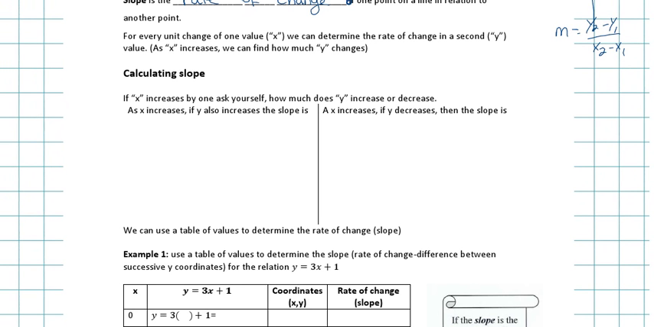Now, as x increases, if y also increases, so if I have something that looks like this, so this is y, this is x, right? As x is increasing, y is increasing. What kind of slope do I have here? Positive or negative slope? Positive. Okay? So as x is increasing, y is increasing, so I will have a positive slope.